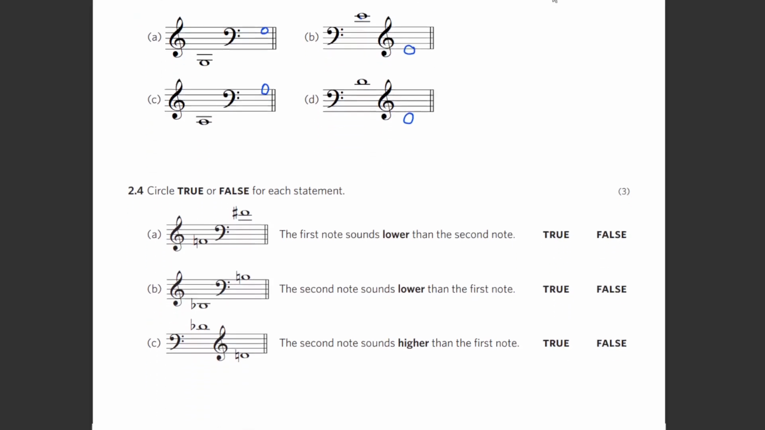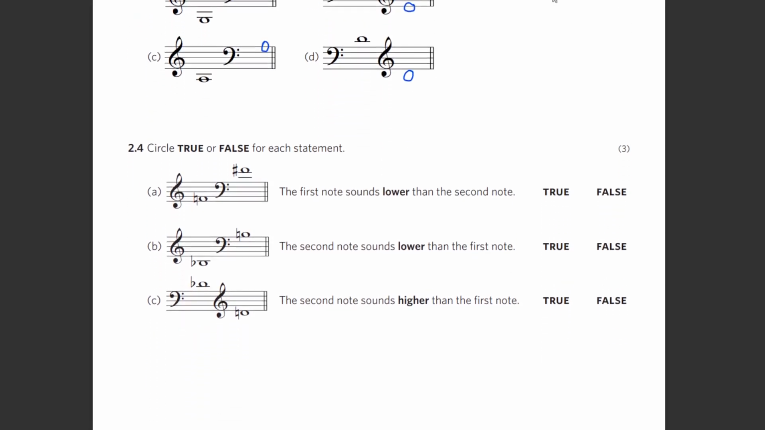Alright, let's move on to section 2.4. You're asked to circle true or false. This is F natural, and this is the same F, C, D, E, F. This is F sharp, okay? Remember, you have natural, sharp, and flat. This one is the highest. For the same note, the flat is the lowest of the three, and the natural is in between. So the first note is lower than the second note. It is true because natural is lower than sharp, right?